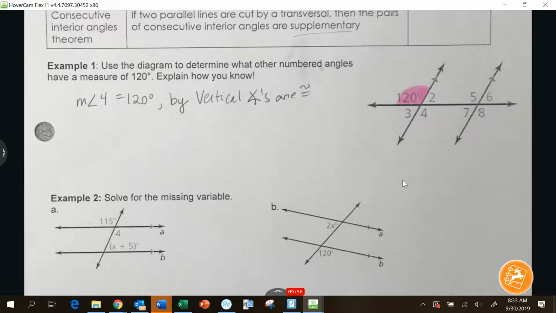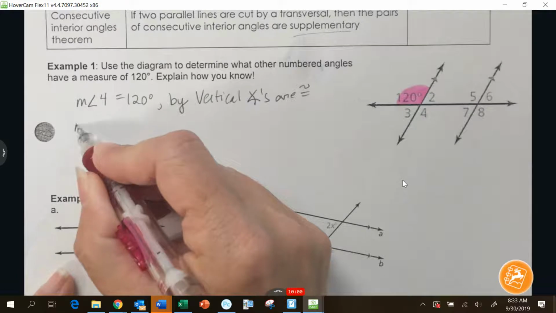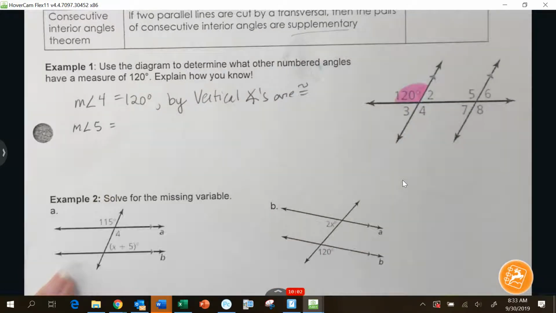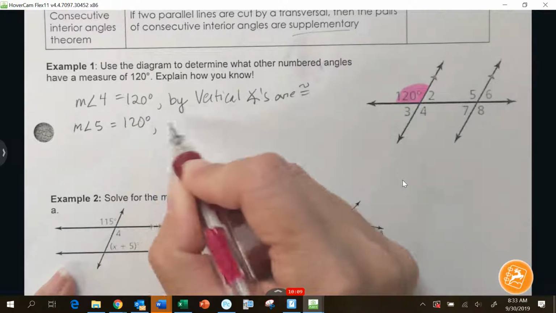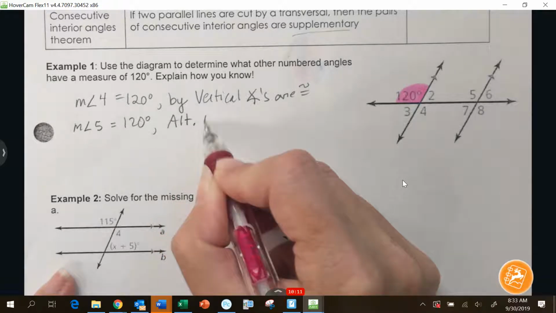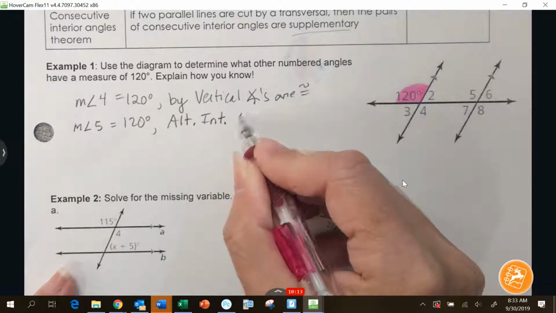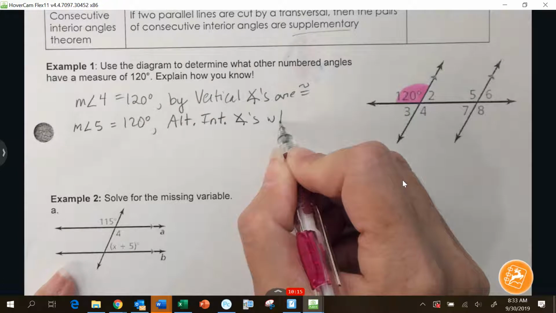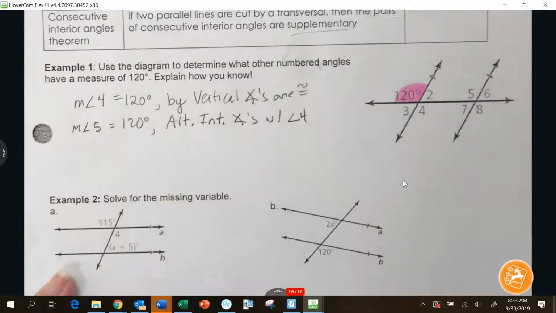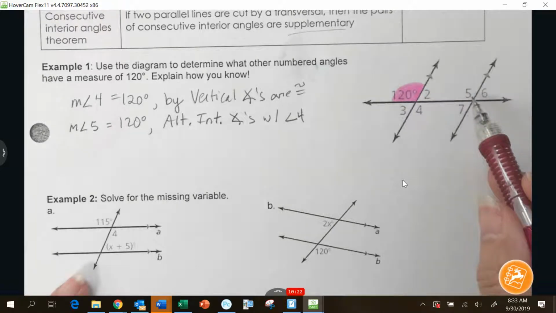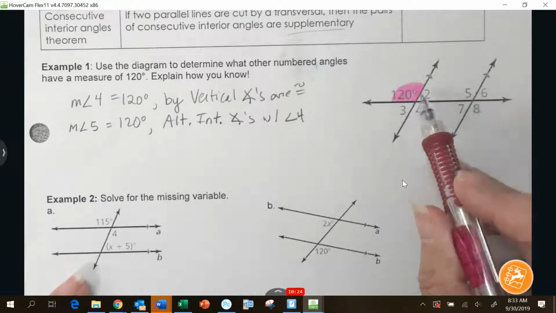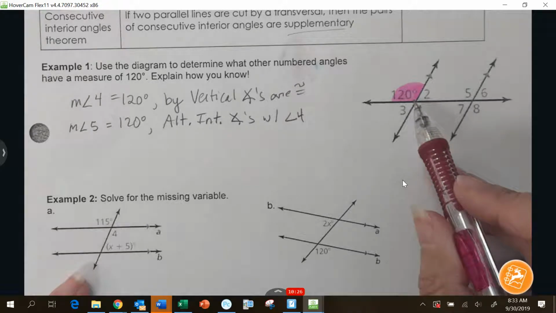So what other angle is 120 degrees? Lynn? Angle 5, why? Oh, by angle 4 and 5, is that what you're saying? Yeah. So I'll say alternate interior angles with angle 4. What's a different reason why angle 5 could be 120 degrees? Corresponding with that 120 that's given. Yeah.